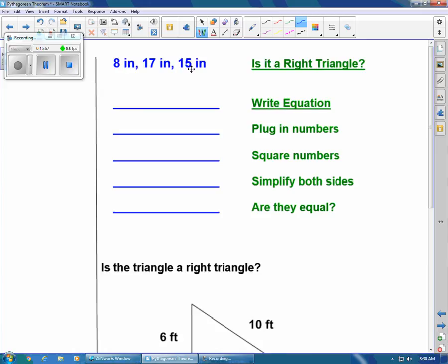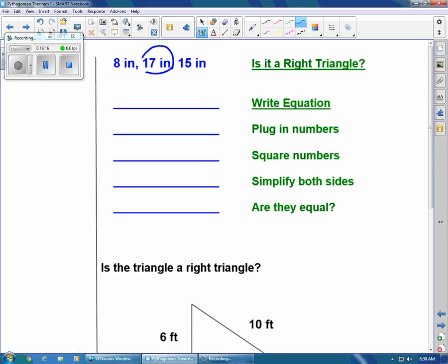The first and most important thing to figure out when you just have numbers like this and it's not labeled in the drawing is which one is the hypotenuse, because that's the one that matters where I put it. Remember I said the hypotenuse is always the longest side. So in this instance, which is the greatest number?